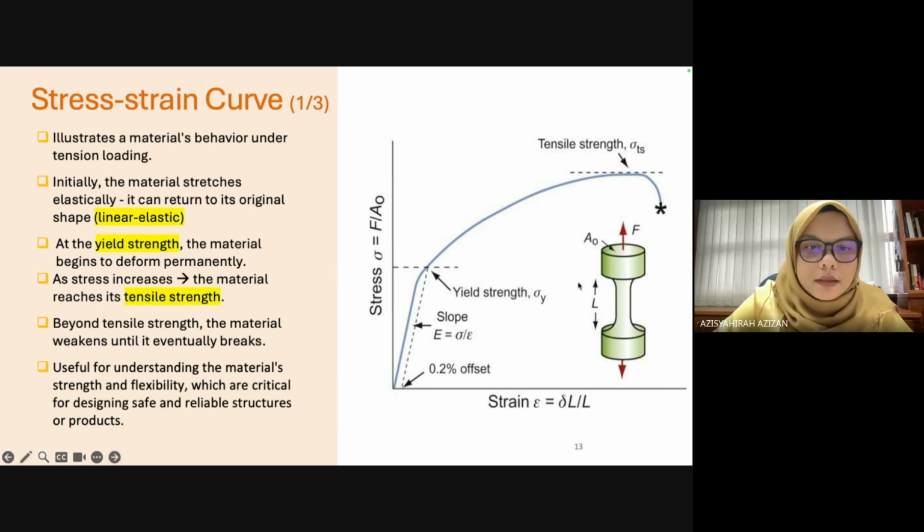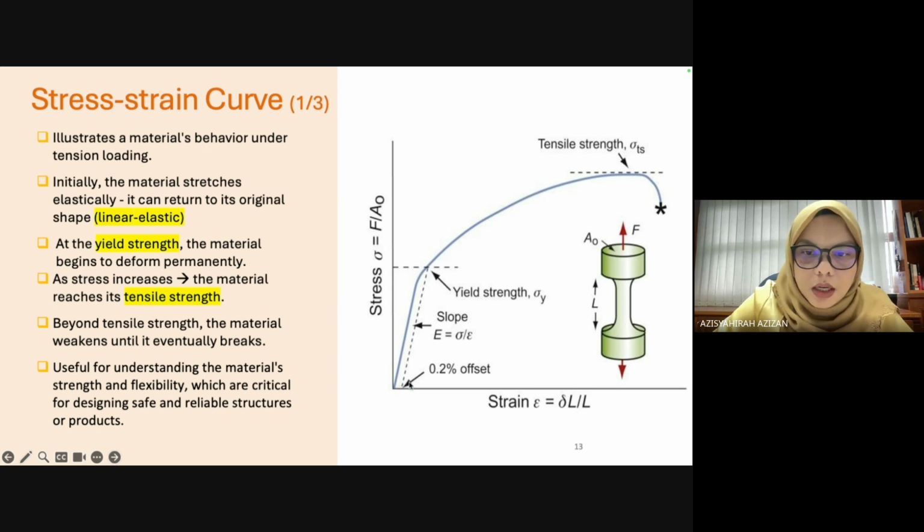All right, so what else do we have here? We have the 0.2% offset. What does it mean? What does this point mean? Why do we need this 0.2% offset? This line is 0.2% offset from the original.